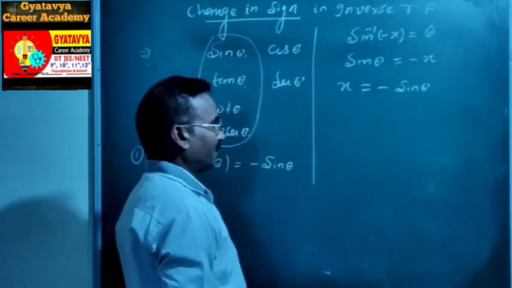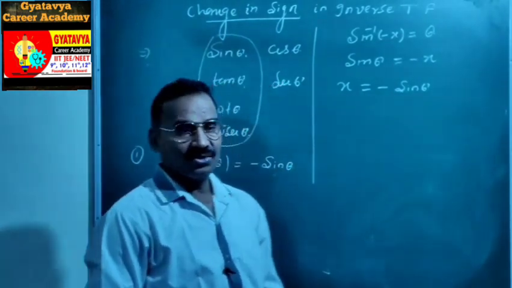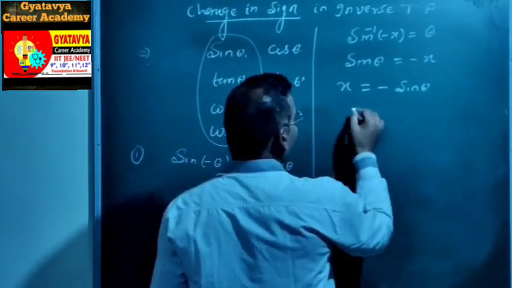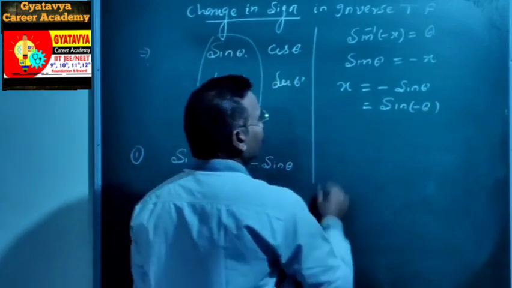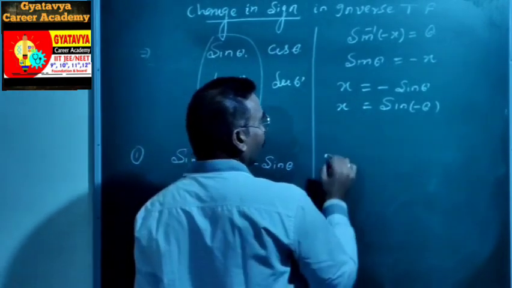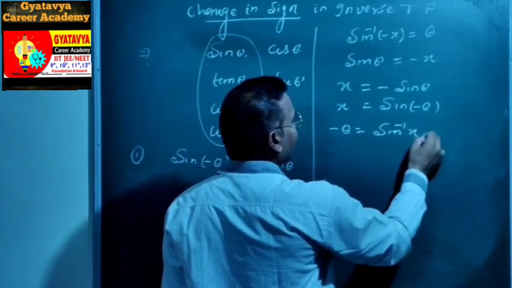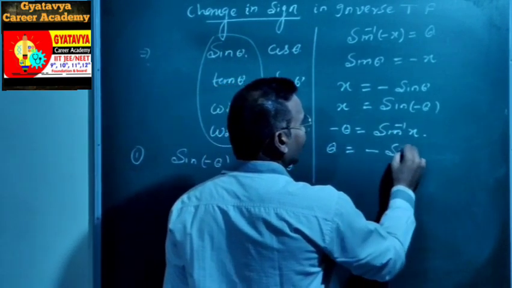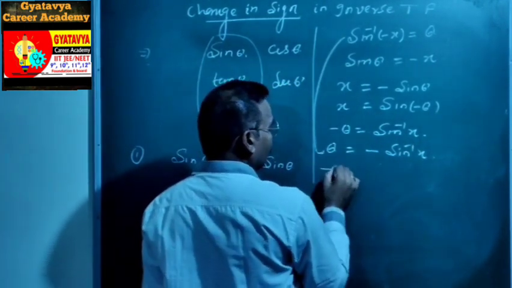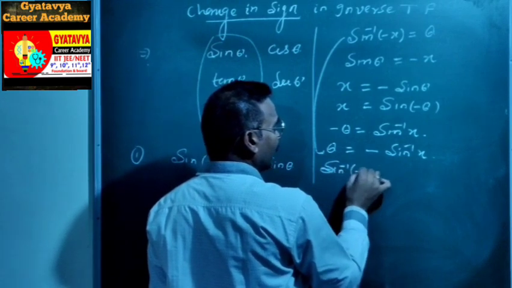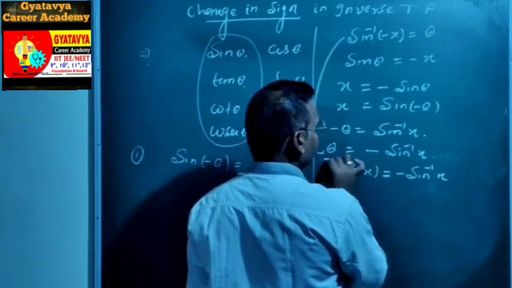So now we can write here sin of minus theta equal to minus sin theta. Now again convert into inverse function. So minus theta is equal to sine inverse x. So theta is equal to minus sine inverse x. And what is theta? Theta is sine inverse minus x. So sine inverse minus x will equal minus sine inverse x. First two.